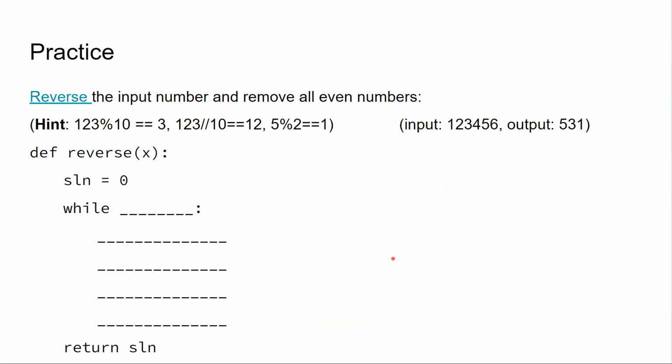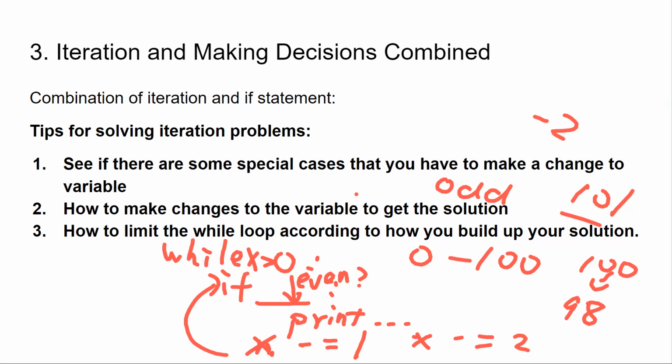Okay, so here's a practice. To reverse the input number and remove all even numbers. Let's have 15 minutes to do this. Using my methods here, see the special cases where you want to make a change to your variable the first time, the first step, and then how you build up a solution, how to make changes accumulatively, and the third thing is how to narrow down the while loop while you build up your solution.